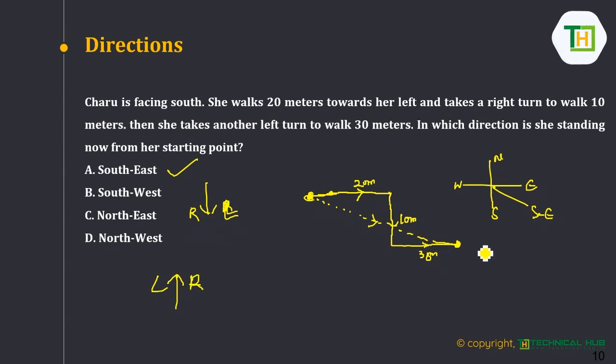In which direction is she standing from the starting point? If you observe, this is the starting point, this is the ending point. So southeast direction is the correct answer. With respect to the ending point, the starting point is in which direction? The answer is northwest. Understood or not, this problem?